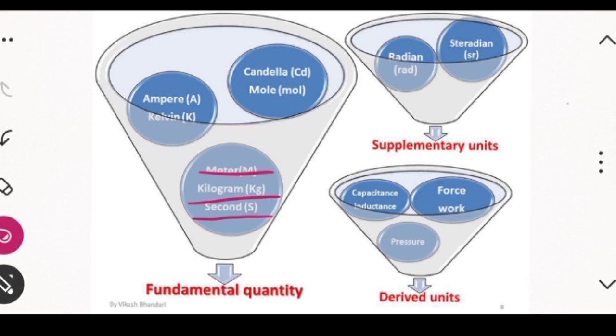Next, coming towards the ampere. Ampere is the unit of measure of what? Current. The unit of measure of current in the SI system. Next, Kelvin is represented by capital letter K, and it is the unit of measure of temperature in the SI system. See, here they have not taken degree Celsius. They have taken Kelvin. Kelvin is the standard and it is a fundamental quantity in the SI system.